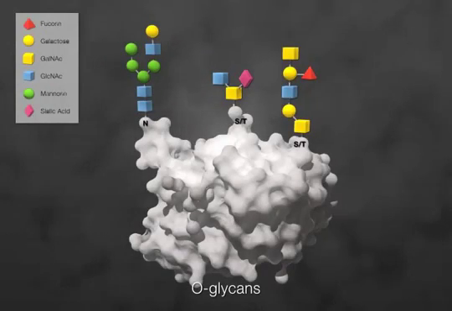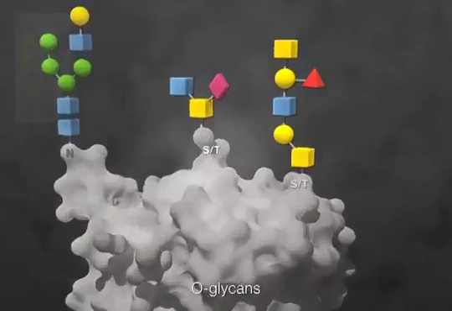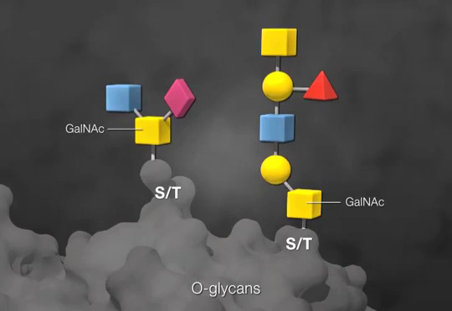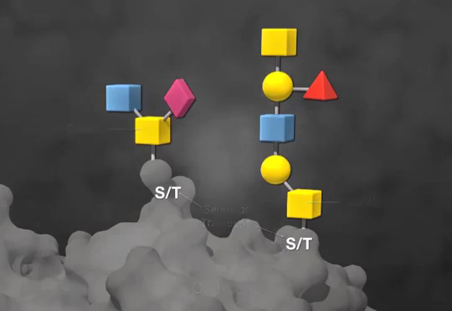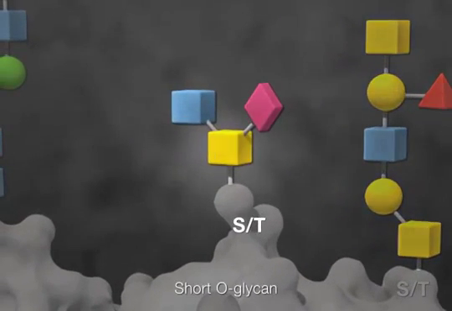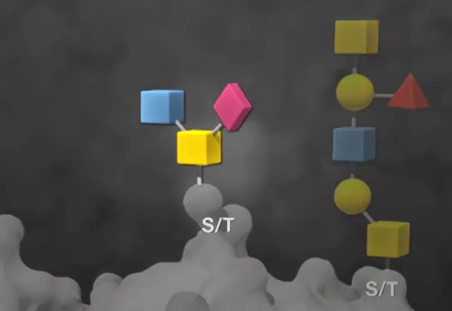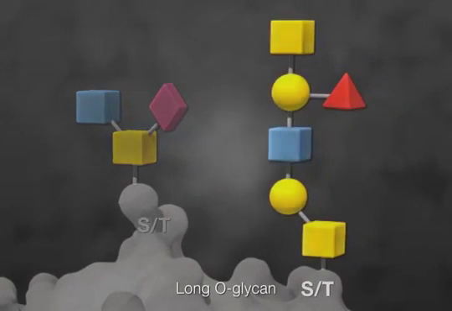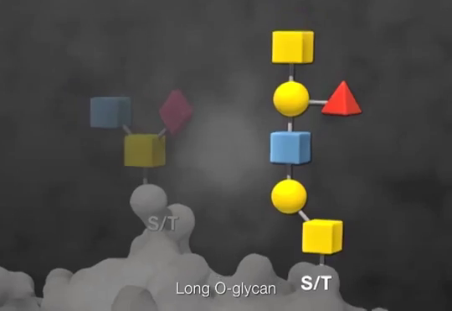O-glycans start with the addition of an N-acetylgalactosamine or GalNAc residue to a serine, shown with an S, or threonine, shown with a T. O-glycans are often short chains consisting of only a few sugars. Or they can be extended by the addition of different monosaccharides, resulting in a longer chain.